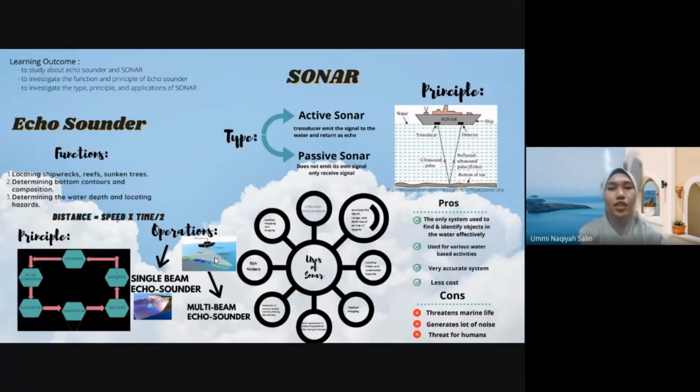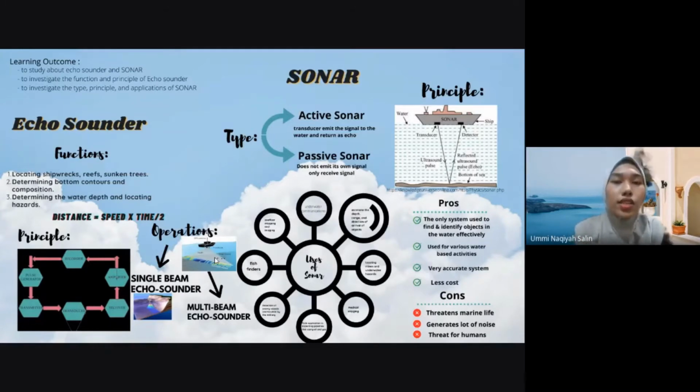Okay, so for this presentation, the learning outcomes are to study about EcoSounder and SONAR, to investigate the function and principle of EcoSounder, and to investigate the type, principle, and applications of SONAR. Okay, so first, we move on to the EcoSounder. First I'll explain about the history of the EcoSounder.